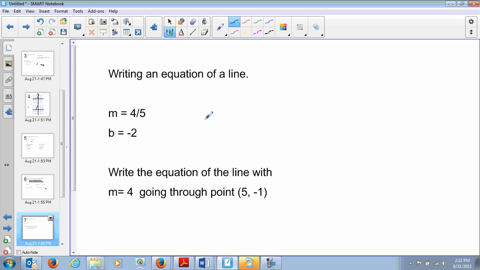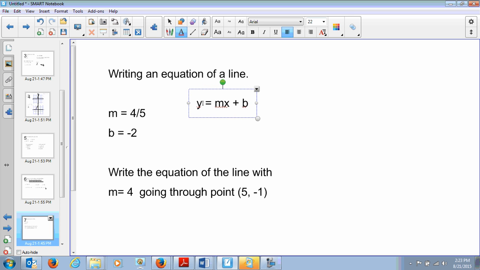Now we want to write an equation of a line. So they've given us the slope. They've given us the y-intercept. I probably want to use, then, slope-intercept form. So let's look at this. Here's my slope. Here's my y-intercept. All I have to do is plug in the numbers. So y equals the slope, times x. Oops, sorry. The slope, which is 4/5 times x, plus -2, or I could just put -2.